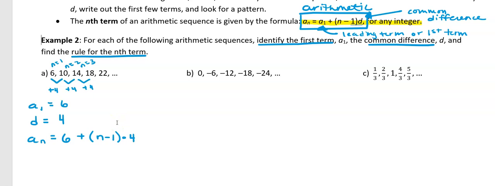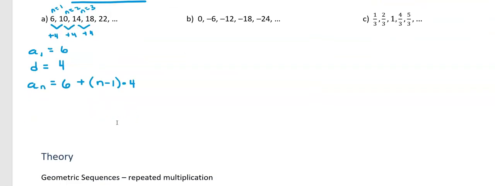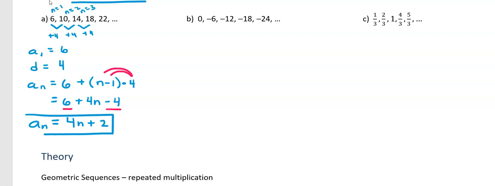Now the best thing to do is to try to simplify this as much as you can. So we are going to take the 4 and distribute it through this set of parentheses here. So this is going to end up with 6 plus 4n minus 4. And then as you can see, we have some like terms that we can add together. So we would end up with 4n plus 2. And this would be our general formula for this specific arithmetic sequence in example A.